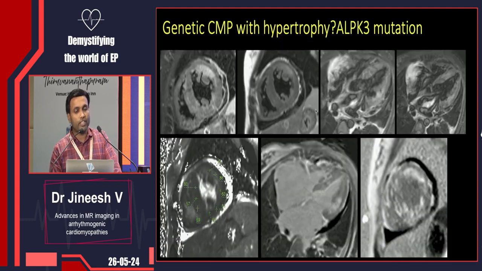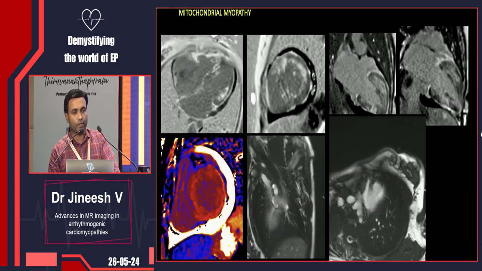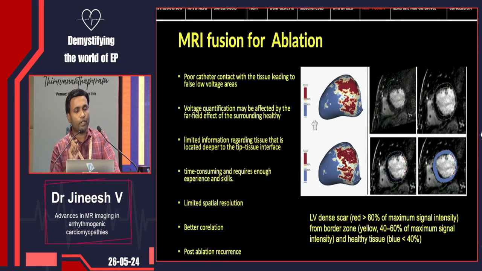And also with the so-called hot HCM, which has extensive scar with normal LV ejection fraction, there are new articles coming out like this, likely due to LK3 mutations. So it can also prognosticate and find other rare causes of hypertrophic cardiomyopathy phenotypes, and also mitochondrial myopathy in this case. The next role is for fusion imaging.